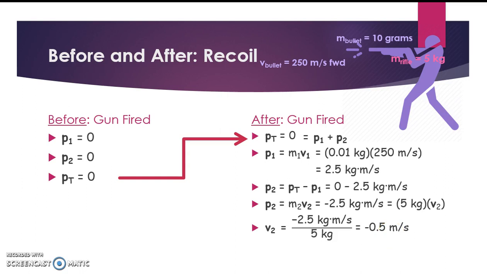What does that mean? What is the rifle going to do? Write your final answer in English and indicate that you're done. Pause. Ready? The rifle is going to recoil against your shoulder at 0.5 meters per second backward.